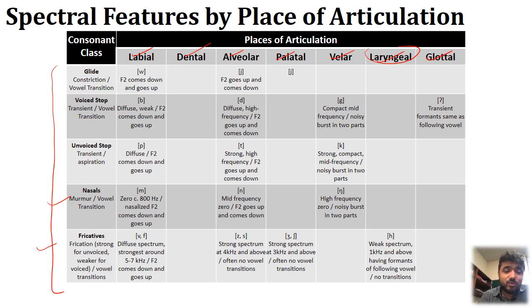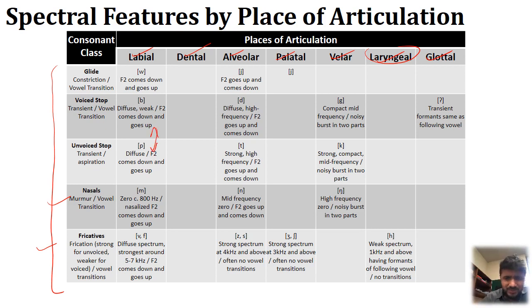Like for the w glide, which is a semi vowel, the F2 comes down and goes up. For the b, you see it's a weak and diffuse spectrum, and you see the F2 comes down and goes up again. So it comes down and goes up. We're going to be looking at that. And for pa and ba, another thing that distinguishes between them is the voicing within the closure.